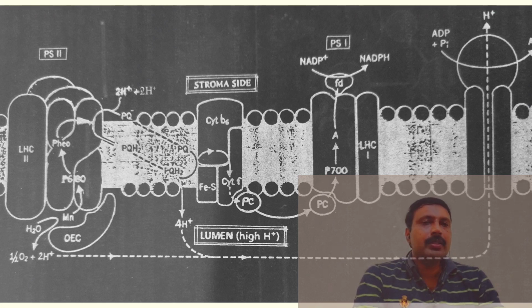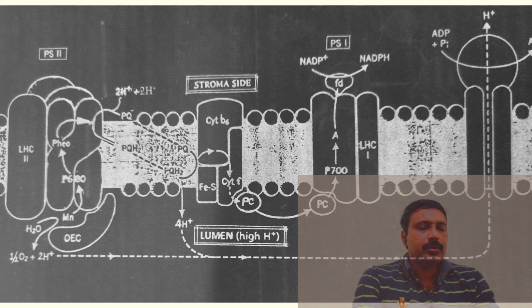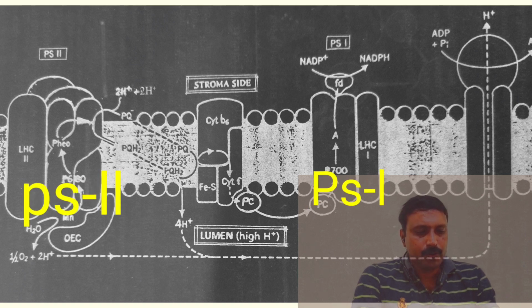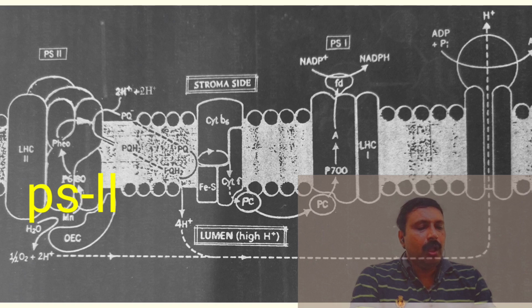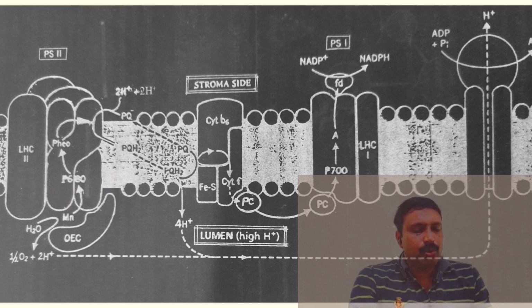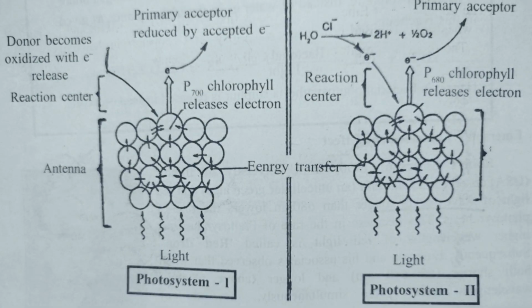In this video, we are discussing non-cyclic electron transport. In non-cyclic electron transport, two photosystems are involved: photosystem 1 and photosystem 2. In any photosystem, two components are present, that is, the antenna and the reaction center.